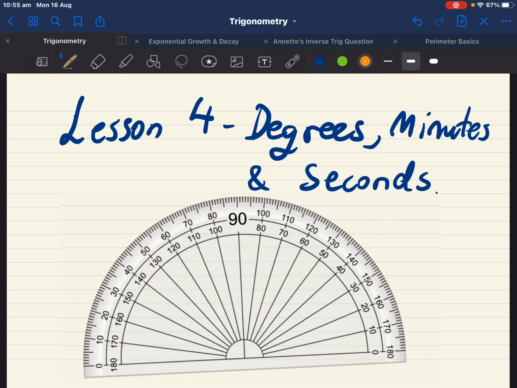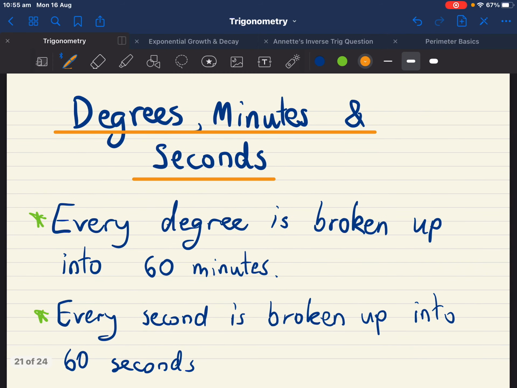But we're big boys now in the big leagues, and we start looking at what actually happens if you do genuinely have an angle that's somewhere in between the 2 degrees. So, degrees, minutes and seconds. We're going to start with our notes, and I'll explain how we break angles up and what we do if one of the angles that we're using isn't exactly on a degree, but it's in between.